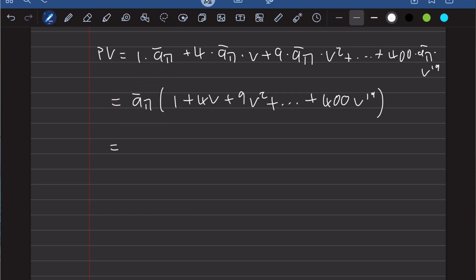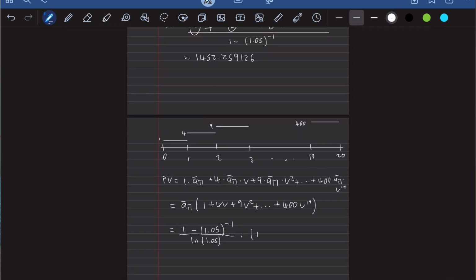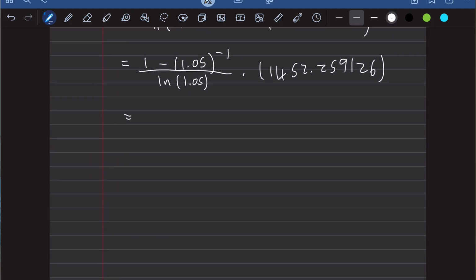So let's write out the formula. It's 1 minus 1.05 to the negative 1, but remember it's continuous, so we need to divide it by delta, which is ln of 1.05, okay? And then we just need to multiply that by the answer for the previous one, which was 1452.259126. Cool, that's all we need to do. Sub that into a calculator, and we get 1,417.4. And that's how you do question 3.